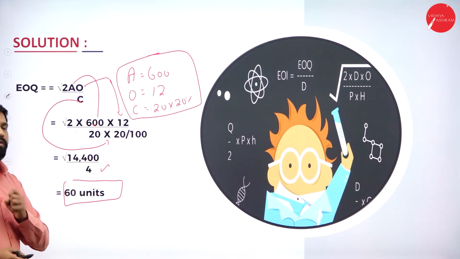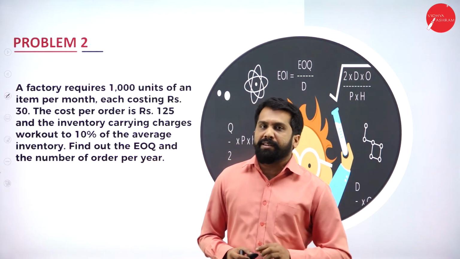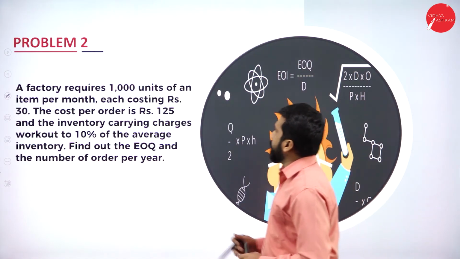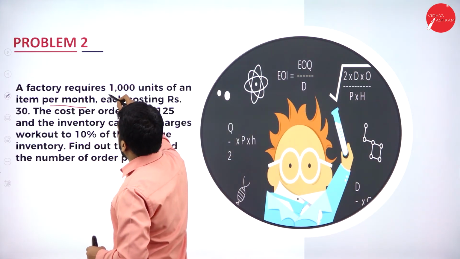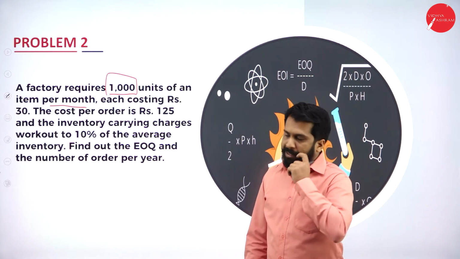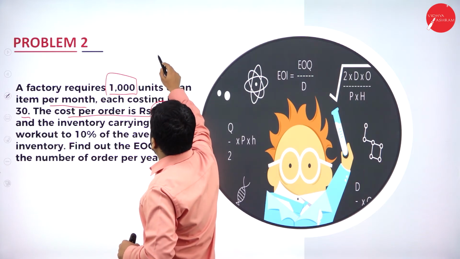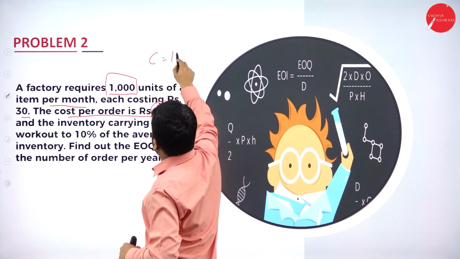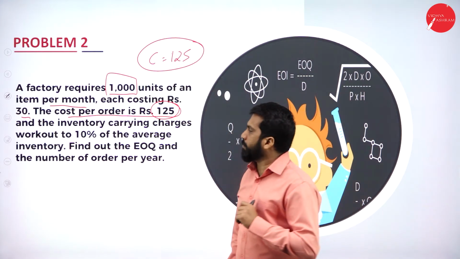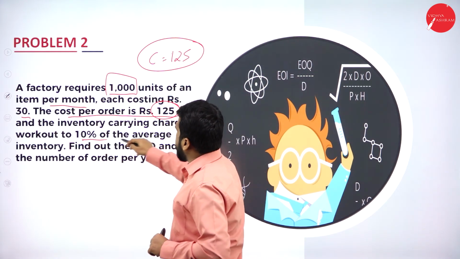We'll go to problem number 2. So, your problem number 2, later I'll give you time to take a screenshot. Now, problem number 2, a factory requires 1000 units of an item per month. How many units you want? 1000 units, your annual consumption. Now, consisting rupees 30, the cost per order is 125. Remember, what is your cost per order? 125. Then, and the inventory carrying cost, work out 10% of average.